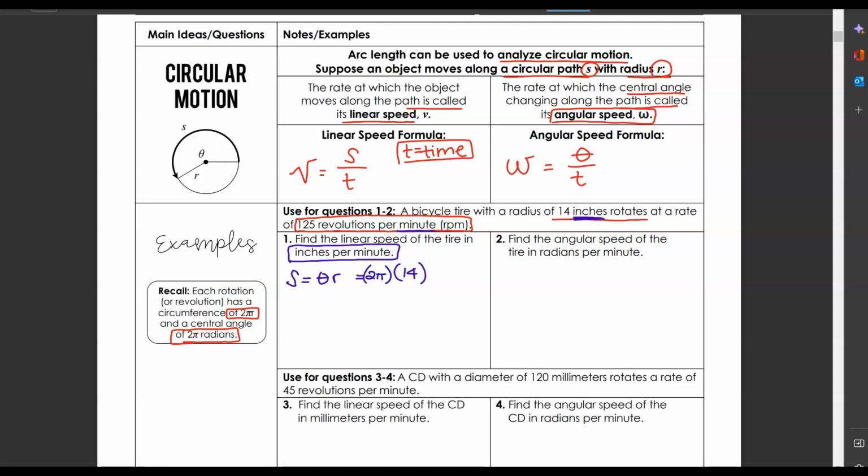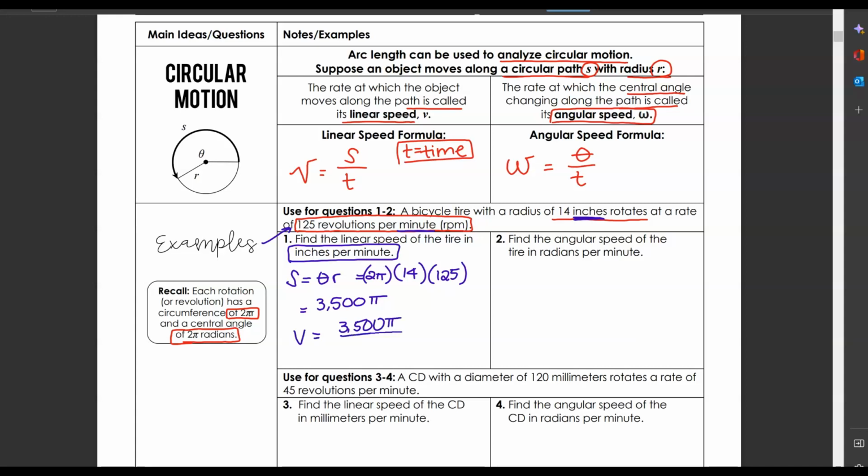Now, the one thing we do need to add here is the fact that we are looking at 125 revolutions per minute, which means that this has occurred 125 times. We've done 125 revolutions in the span of 1 minute. So this tells us that our s is going to be equal to 3,500 pi.